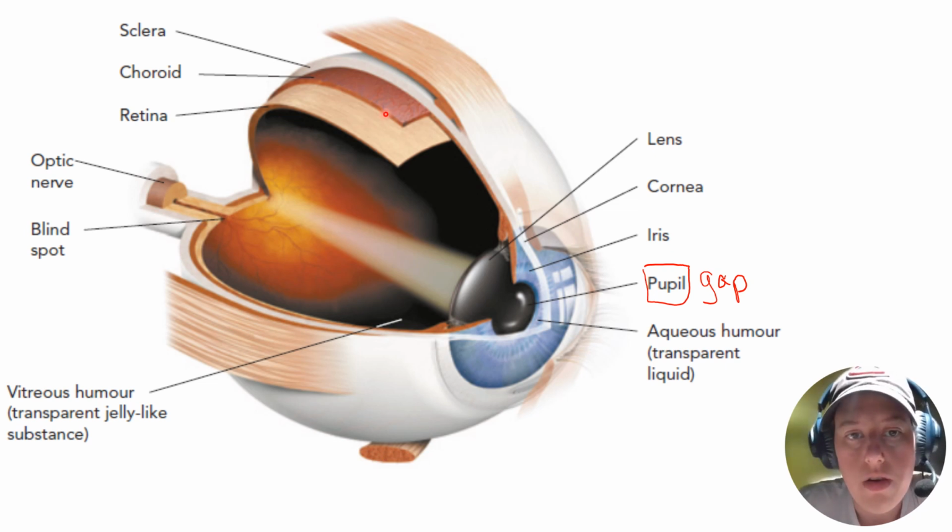Then if we're looking at our different layers outside, again, we would have muscles. These are muscles that cause the movement of the eye, so up, down, left, right, and diagonally.